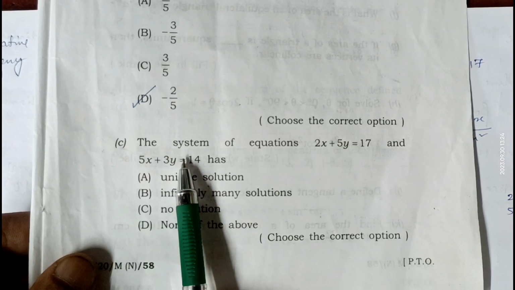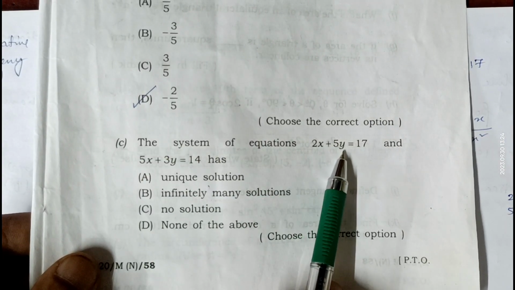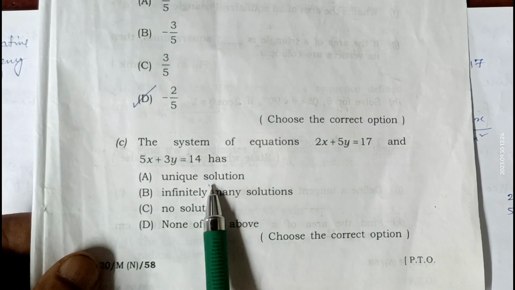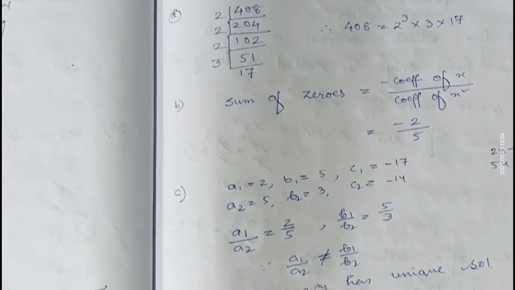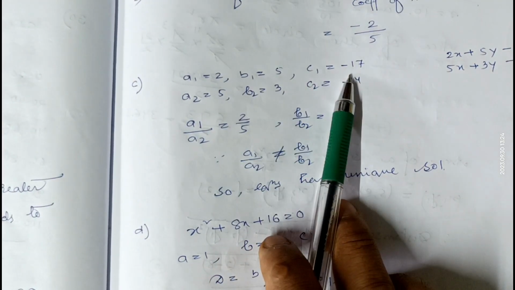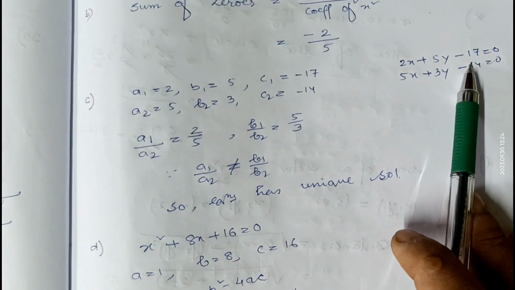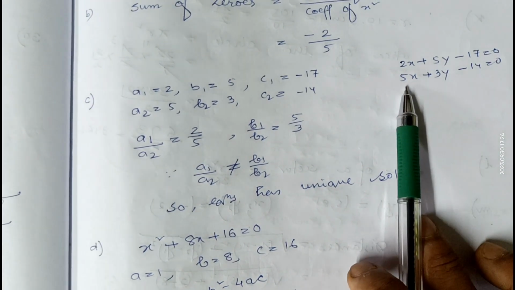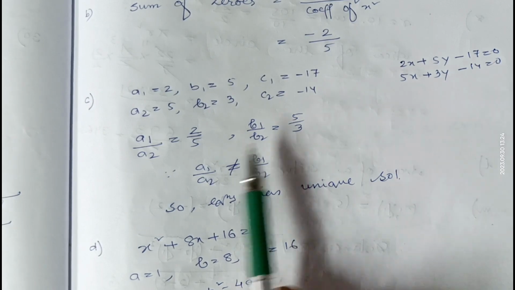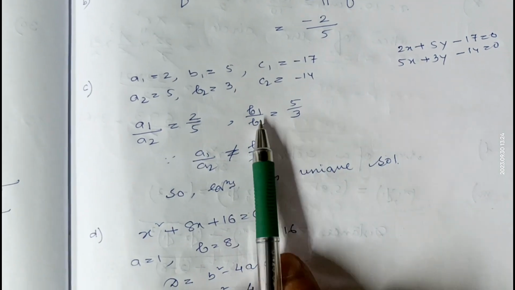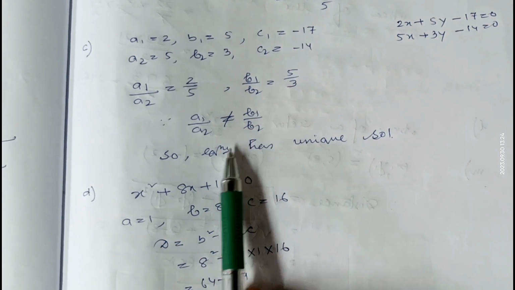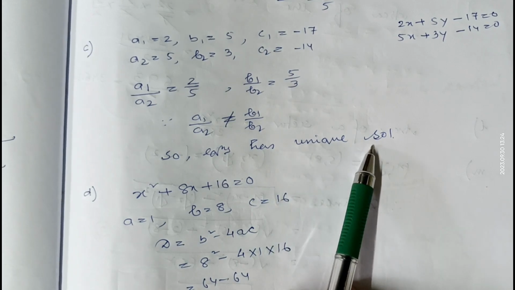In third part it is given the system of equations 2x plus 5y equal to 17 and 5x plus 3y equal to 14 has, out of these 4 we have to select the correct one. Here a1 is 2, b1 is 5, c1 is minus 17. If you transfer to the same side then c will be minus 17. Similarly a2 will be 5, b2 will be 3 and c2 will be minus 14. Now a1 by a2 is 2 by 5 and b1 by b2 is 5 by 3. Since a1 by a2 is not equal to b1 by b2, the equations have a unique solution.